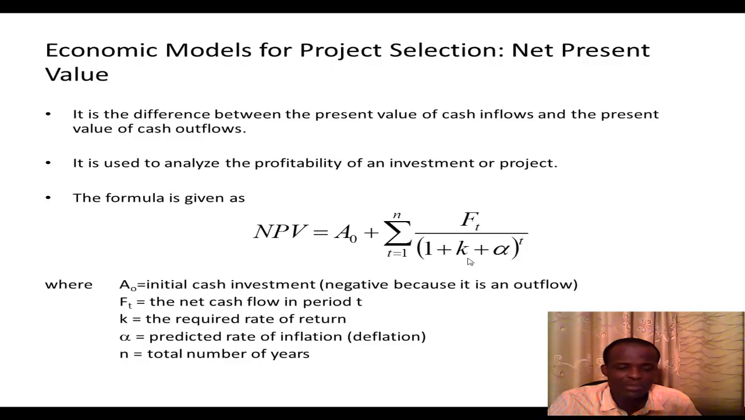Net cash flow means, within a period, for example 1 year, the difference between monies going out and monies coming in. So in a year, if you have 1,000 Ghana cedis as cash outflow and 2,000 as cash inflow, then FT will be 2,000 minus 1,000. That gives you 1,000. K is the required rate of return. Alpha is the predicted rate of inflation or deflation, and the total number of years is given as n.